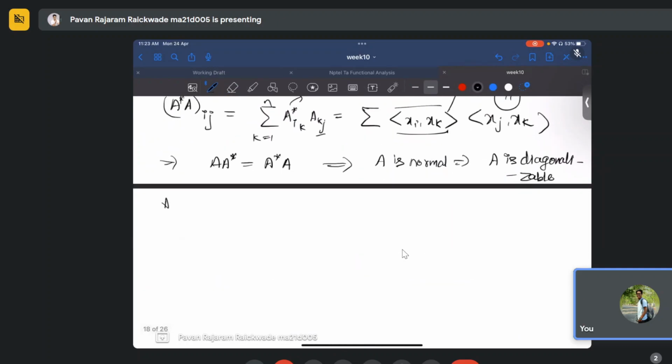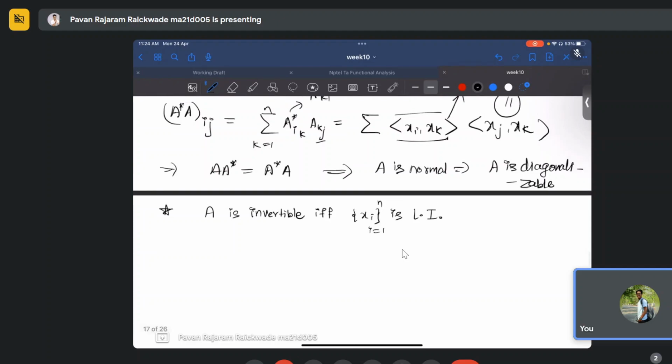The condition is: A is invertible if and only if the xi are linearly independent. Yeah, this is what we want. So let's see how to prove it.